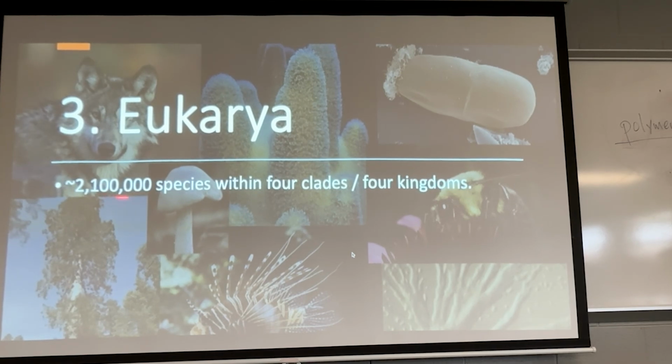This number is probably closer to 2,300,000, 2,400,000 actually nowadays, because we're finding new species all the time. But we still put them into what we call 4 clades. These clades are called supergroups. We call them superclades. That's what I call them, at least.